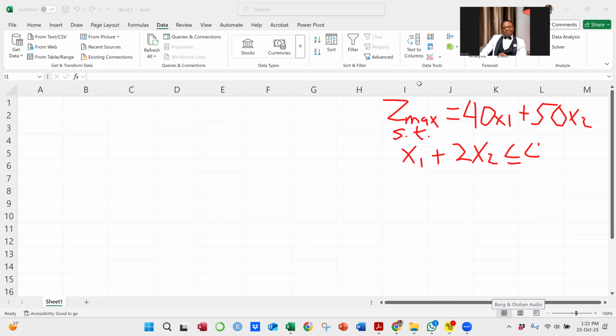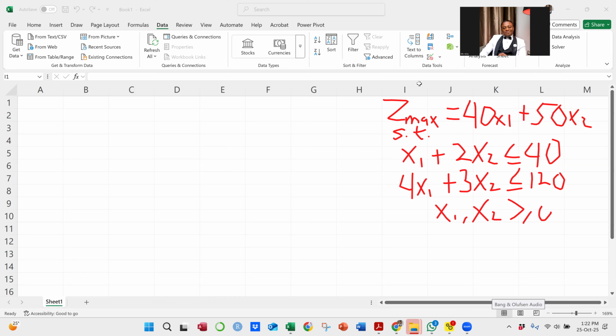This is what you formulated last time. This is the labor constraint. Now 4x1 plus 3x2 less than or equal to 120, which is the milk constraint. And then you have your non-negativity constraint as shown here. Do you all remember this model for the Farm Ghana Limited?